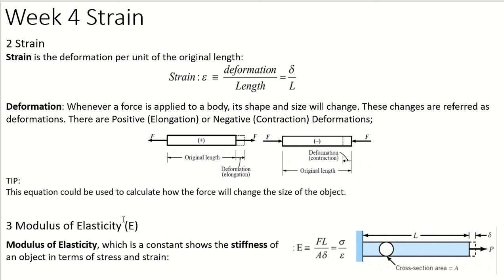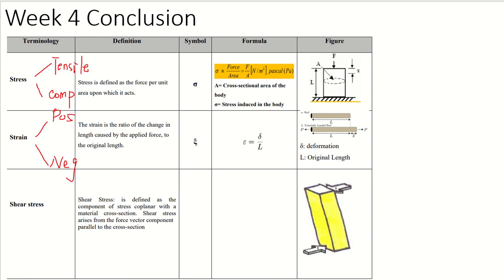And finally, the modulus of elasticity. The modulus of elasticity is a constant that shows the stiffness of an object in terms of stress and strain. So it's more like a combination of the stress and strain equations. E, which is the modulus of elasticity, equals stress divided by strain. Again, this is the summarized table of week 4 equations.